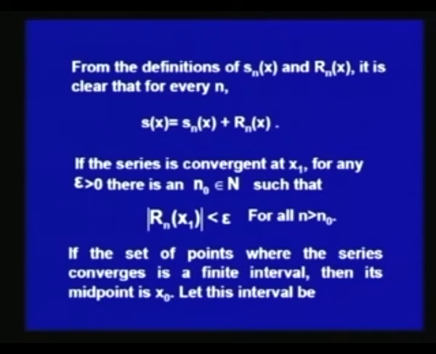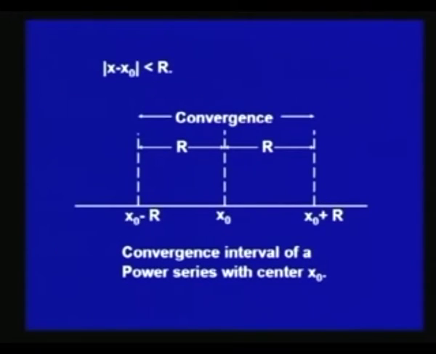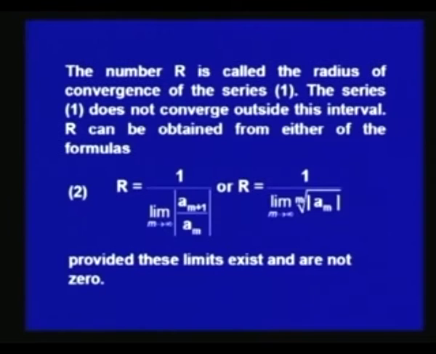If the set of points where the series converges is a finite interval, then its midpoint is x naught. Let this interval be mod of x minus x naught less than r. In this picture we have shown this convergence interval of a power series with center at the point x naught. The interval is x naught minus r to x naught plus r, where the series converges. The midpoint of the interval is at x naught. The number r is called the radius of convergence of the power series given by equation 1. The power series does not converge outside this interval. It may or may not converge for mod of x minus x naught equal to r.